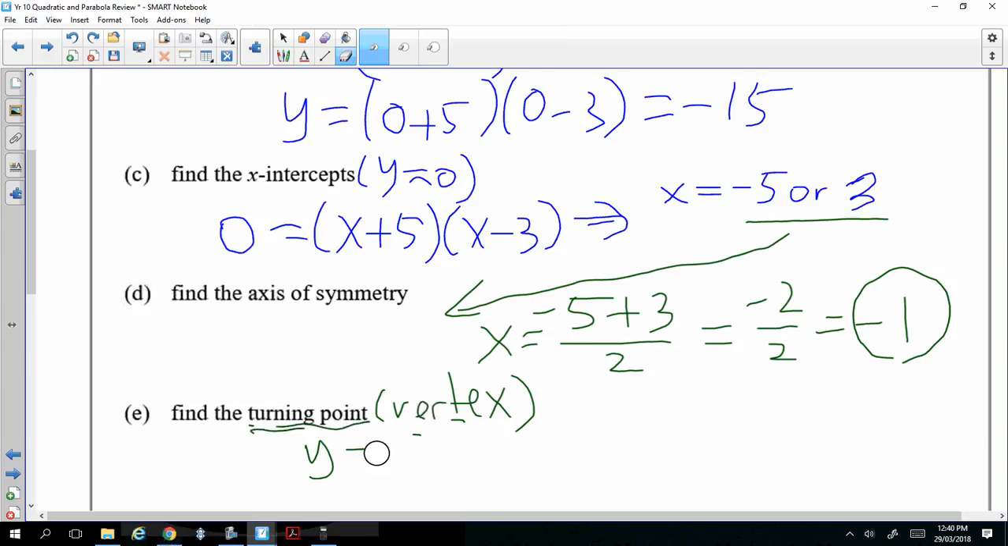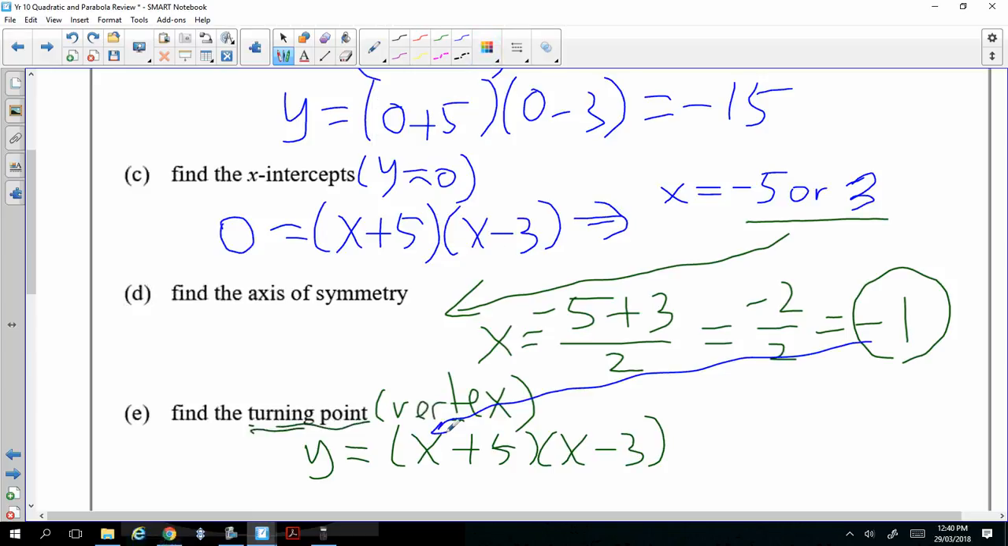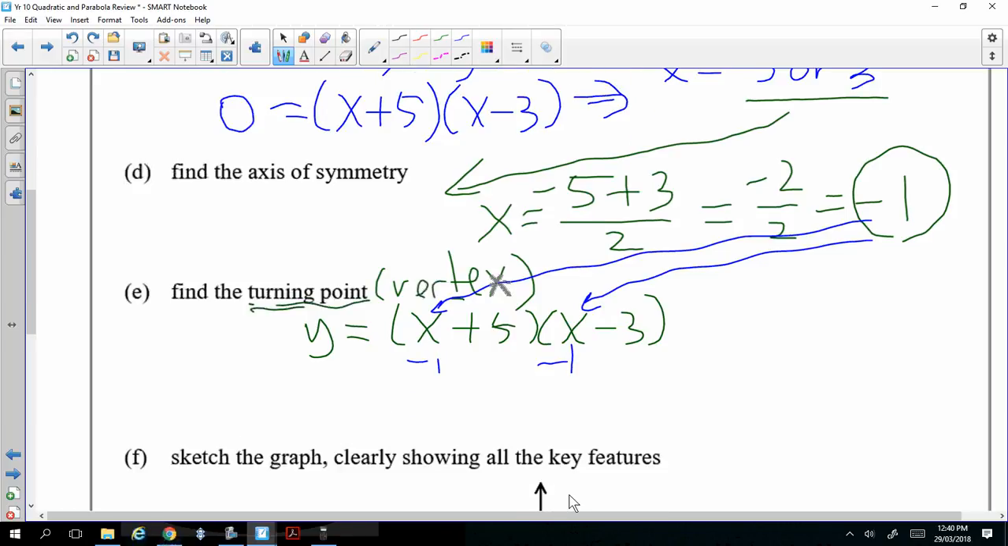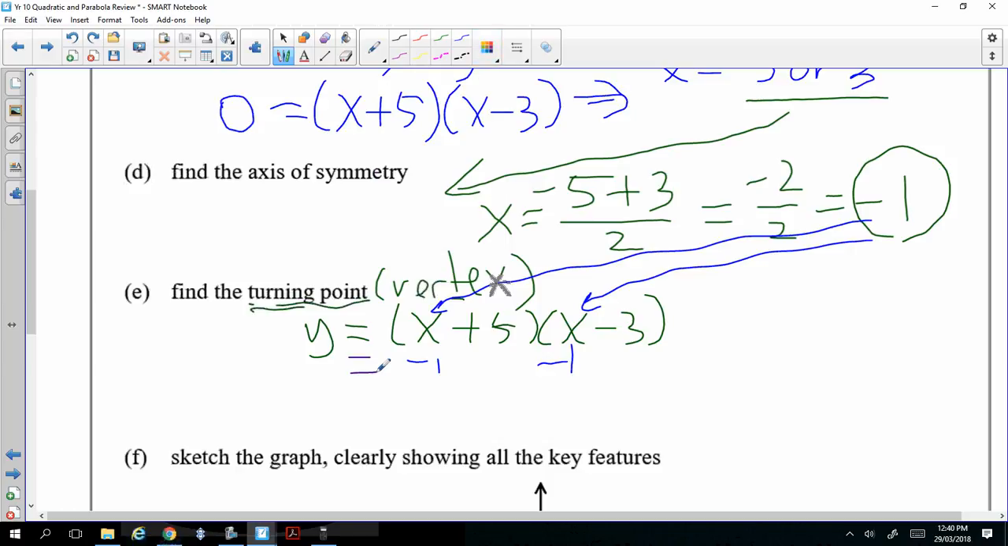Like that. Negative 1. So you end up getting 4 times negative 4, which is negative 16. So your vertex, or the turning point, is just negative 1 comma negative 16. Okay?